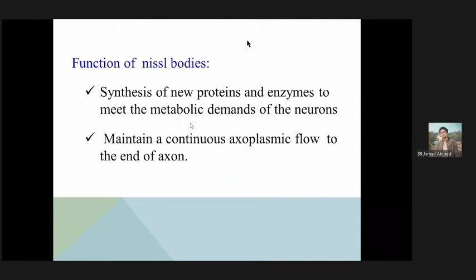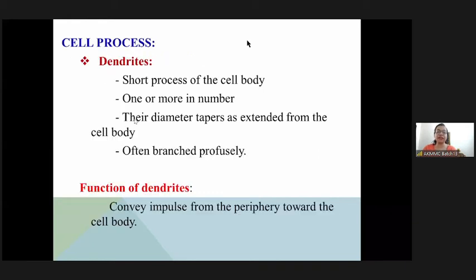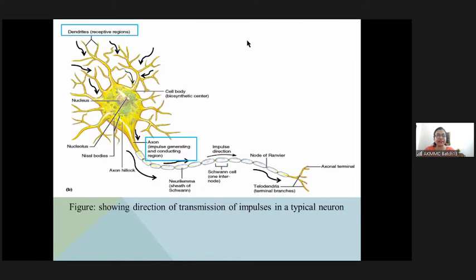Okay. What else? And it will maintain the continuous axoplasmic flow to the end of the axon. Now, what processes do we have? There are the short processes which are known as dendrites. We can see here some short processes.